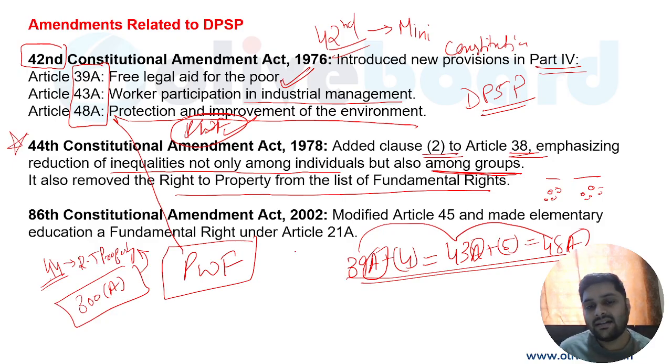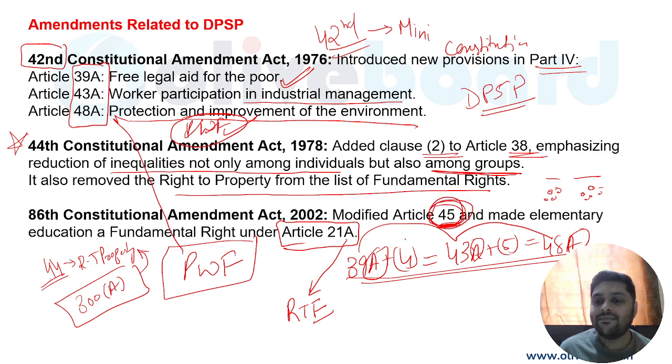Then came one of the most important amendments, the 86th Constitutional Amendment Act. The 86th Amendment Act added Article 21A. What is this? Right to education. Most important. The 86th Amendment Act modified Article 45 and made elementary education a fundamental right. So the 86th Amendment Act is a very nice one.